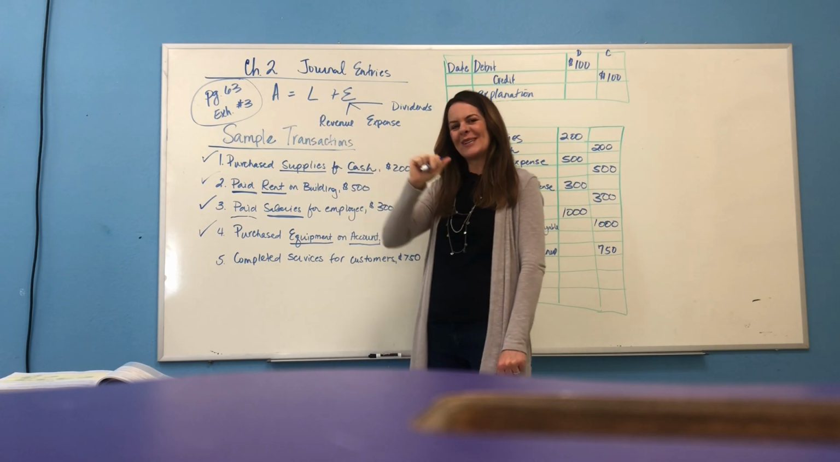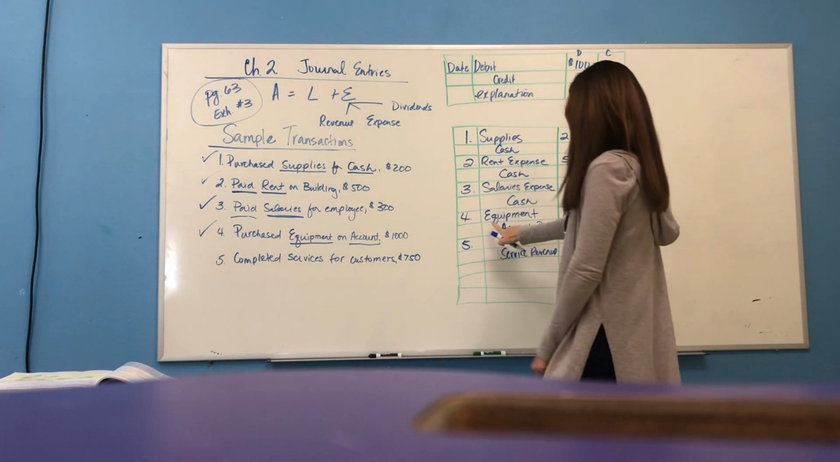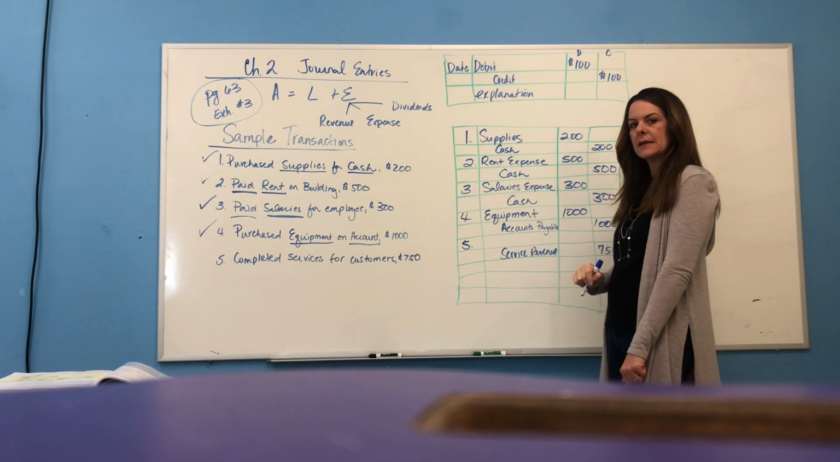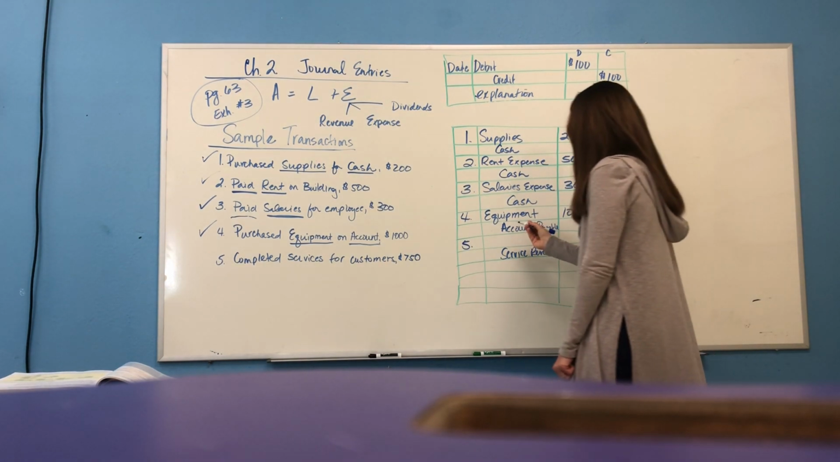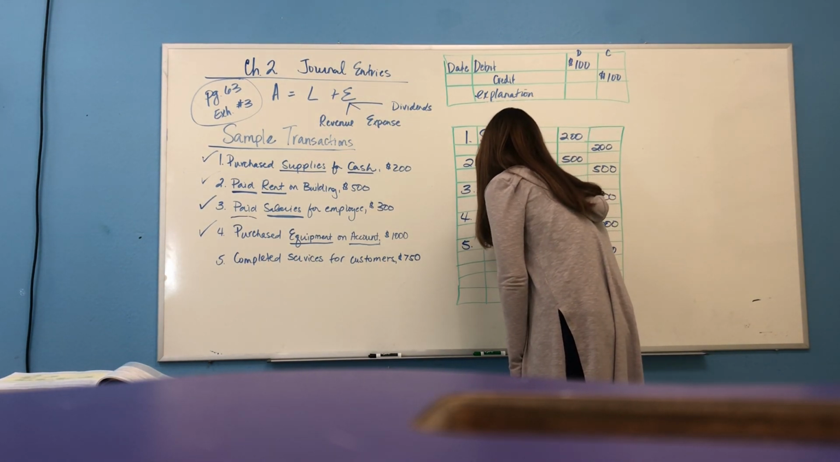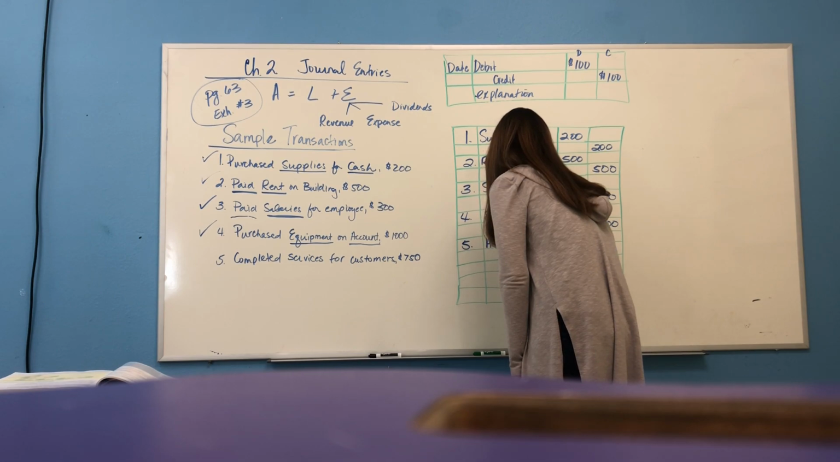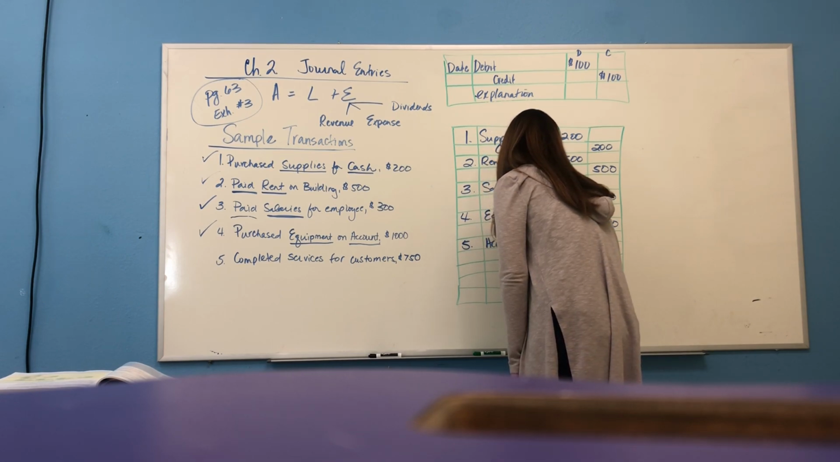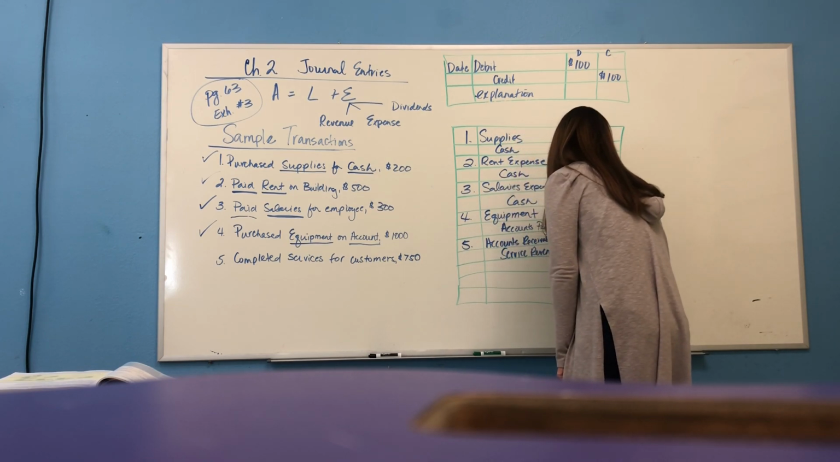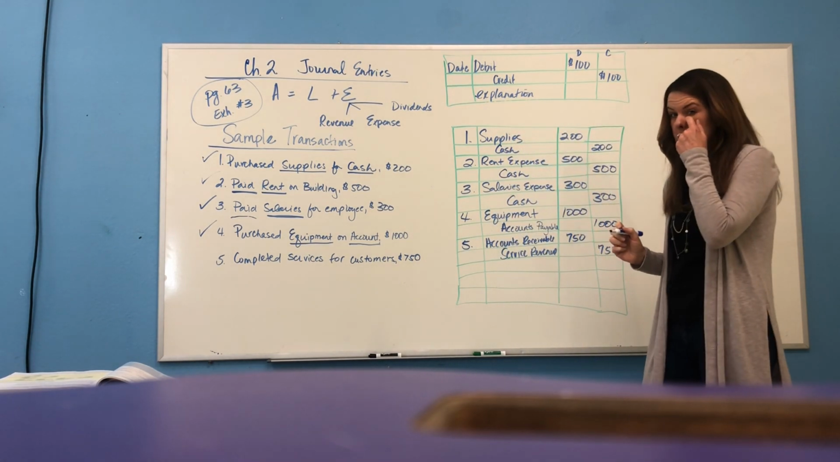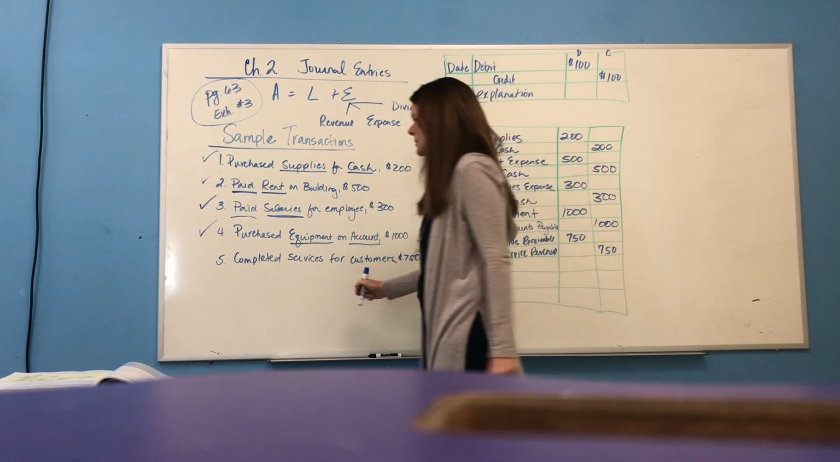How do I increase an asset? We know that from this last one. How do I increase an asset? I debit. Debit to increase an asset. I'm going to debit to increase accounts receivable for $750. Okay?